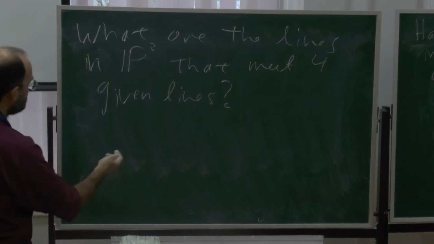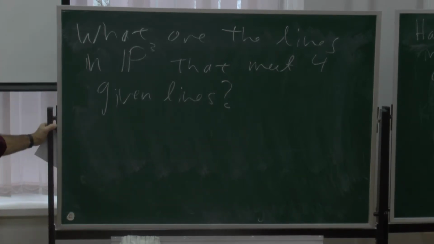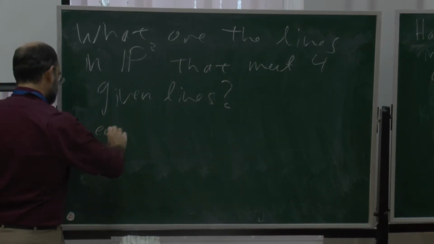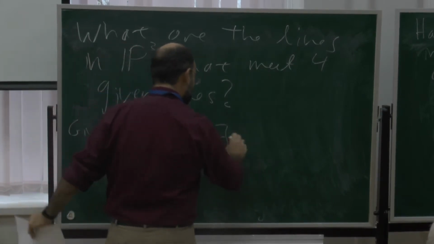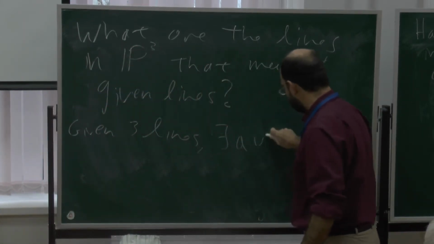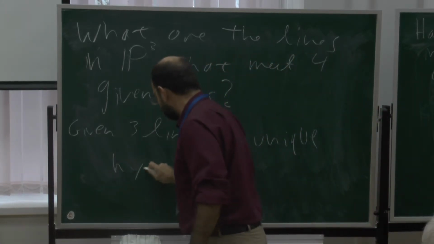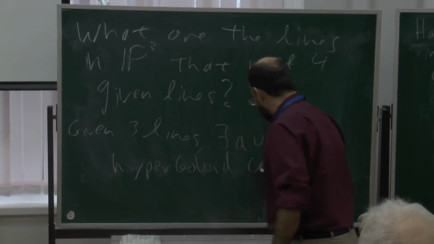Okay, so the way to approach this problem is, well, let's use some classical geometry. Given 3 lines, there exists actually a unique hyperboloid containing them.